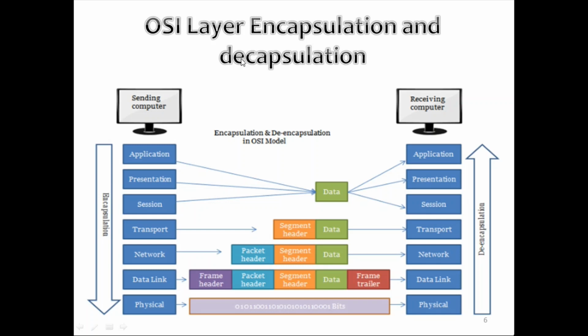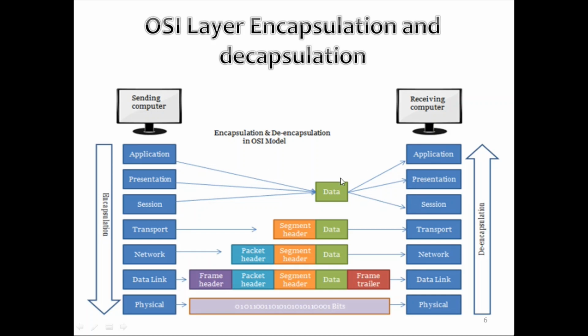Once the data reaches the destination from the physical layer, at the receiver end they start decapsulating it. So what happens is, one by one, all the headers which were added during encapsulation are removed and then the data is presented to the application layer for the user. This is how encapsulation and decapsulation work in the OSI layers.